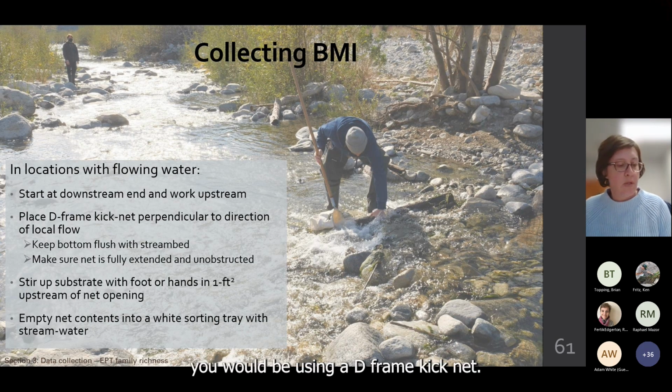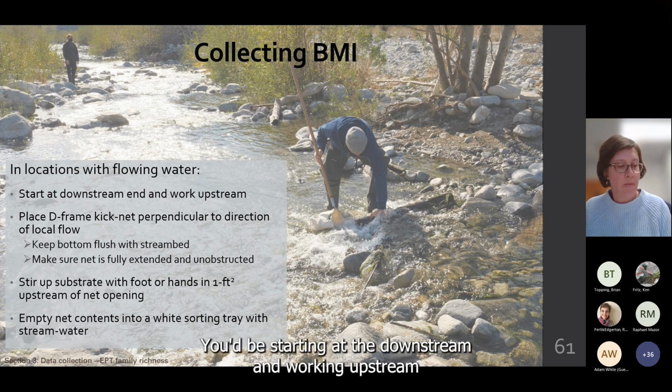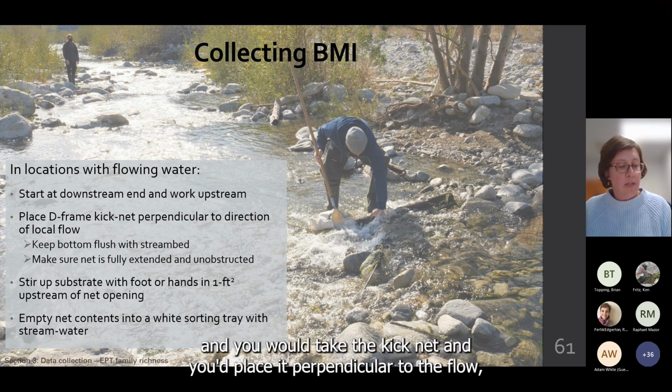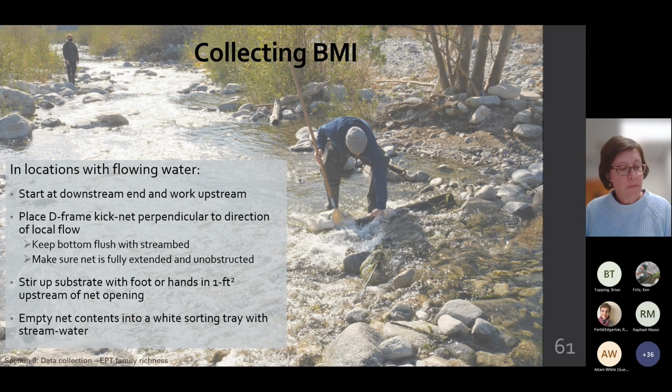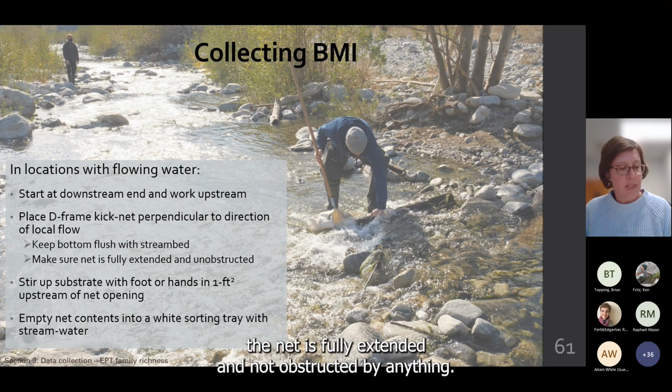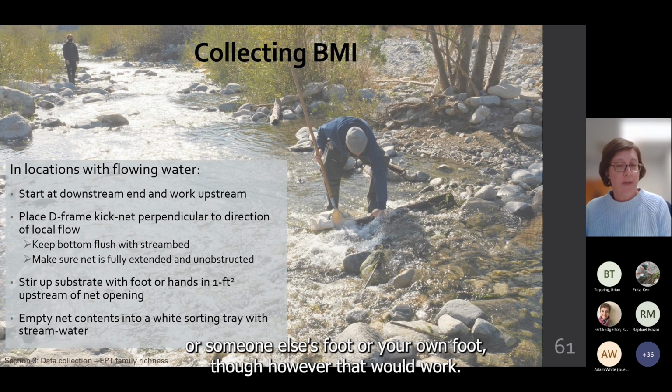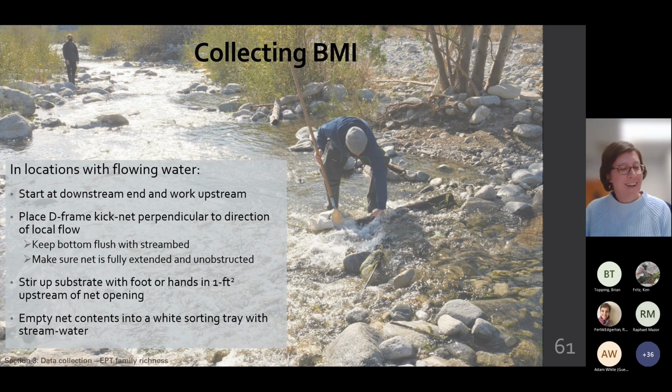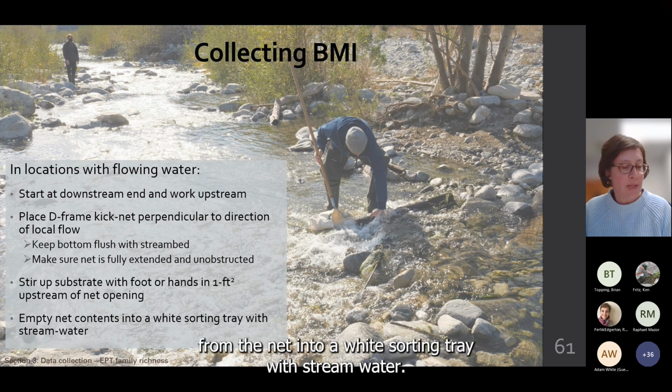In riffles, you would be using a D-frame kick net. You'd be starting at the downstream and working upstream. You would take the kick net and place it perpendicular to the flow, keeping the bottom flush with the stream bed. Make sure the net is fully extended and not obstructed by anything. Then you'd be stirring up the substrate immediately upstream with your hand or someone else's foot or your own foot, however that would work. Then you would empty the contents from the net into a white sorting tray with stream water.